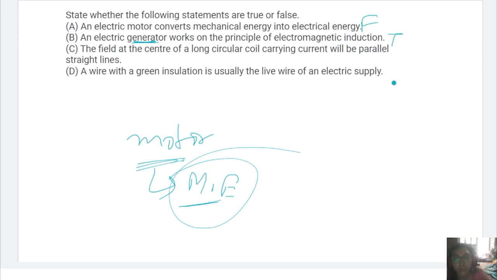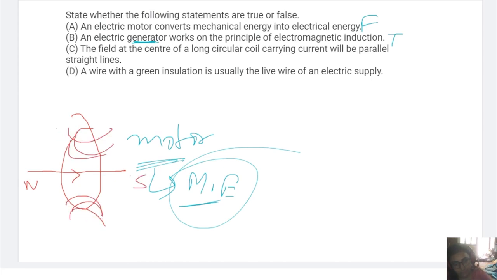So this is true. The field at the center of a long circular coil carrying current will be parallel straight lines. Yes, we had talked about this when we discussed the magnetic field through a circular current carrying loop. We saw that here at exactly the center it will be north to south, and here accordingly it will be like this. However, the field lines are there, north to south. So at the exact center it will be exactly parallel straight lines, and slowly towards the edges it will get curved. So this is true.